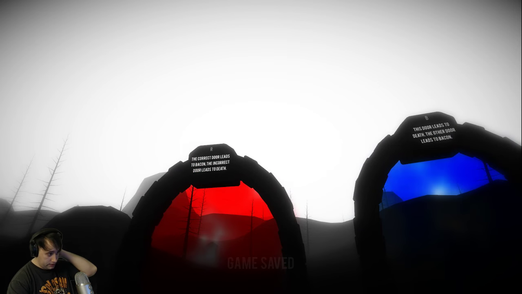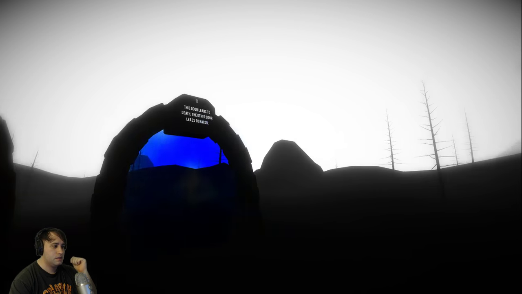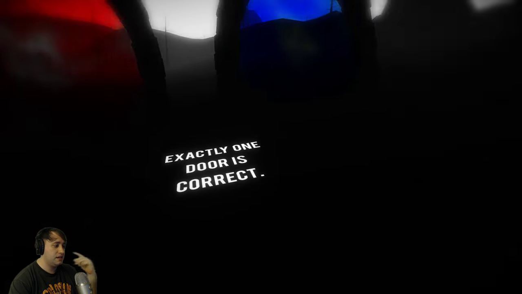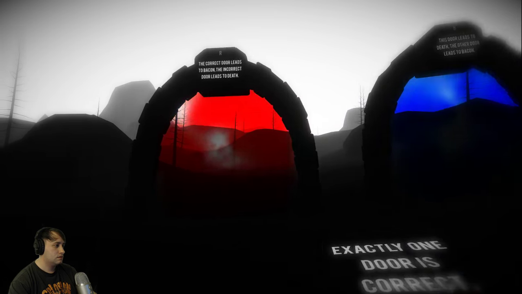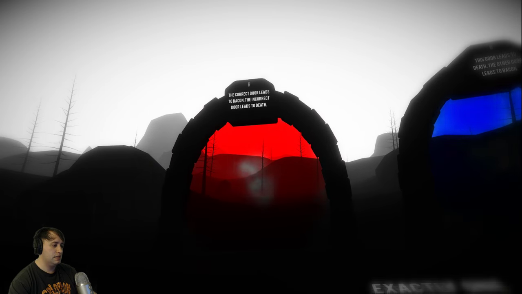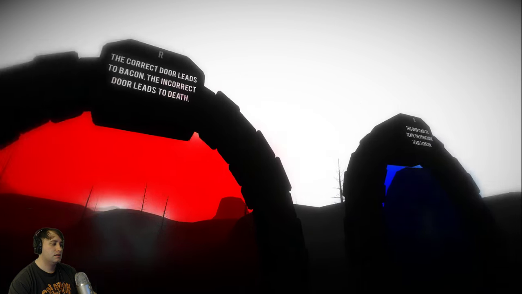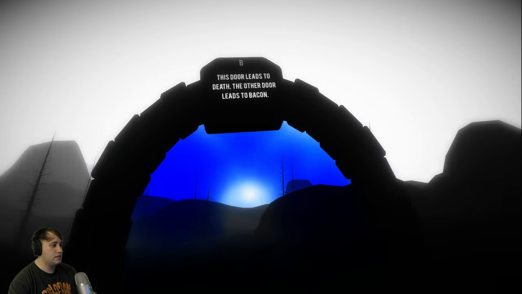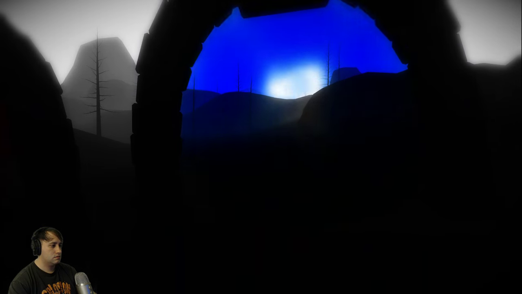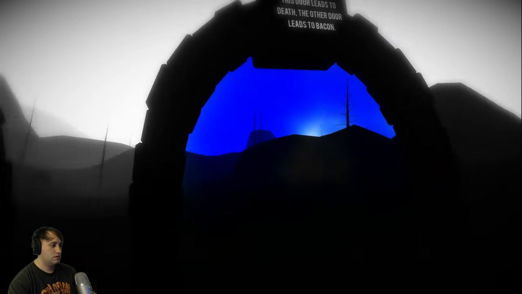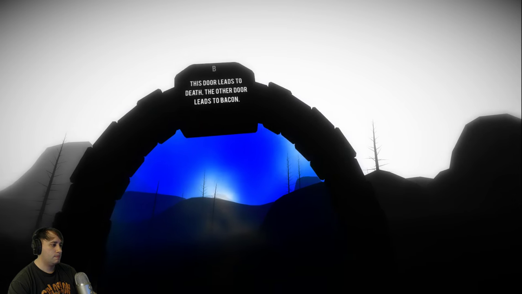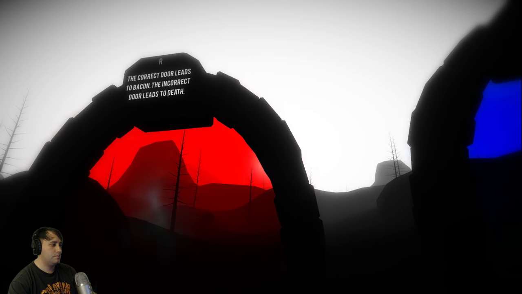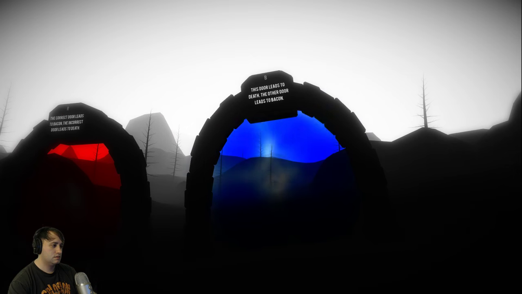Oh, hello. Exactly one door is correct. The correct door leads to bacon. The incorrect door leads to death. This door leads to death. The other door leads to bacon. Well. This one says the correct door leads to bacon, and the incorrect door leads to death. But it could be. So for example, if this door leads to death, so if it's telling the truth, then I go through this door. But if it's lying that this door leads to death, then this door leads to bacon. They can't both be correct.